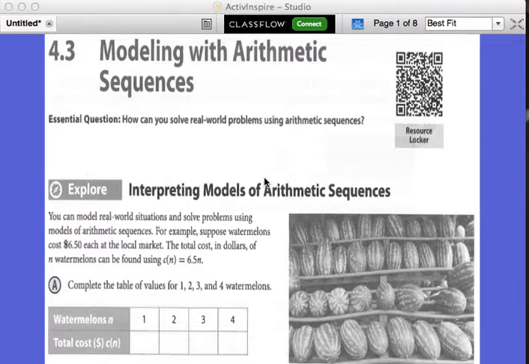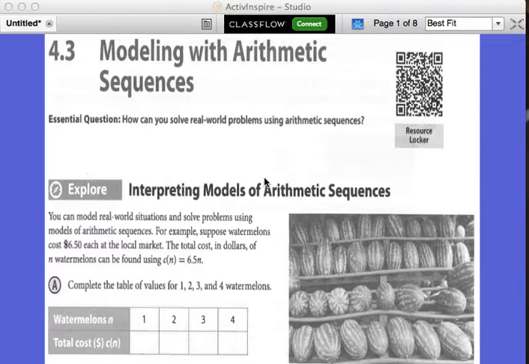Welcome to this lesson on modeling with arithmetic sequences. So today we're going to talk about how you can solve real-world problems using arithmetic sequences. All right, so we're going to start off with this problem here where we have a real-world situation.